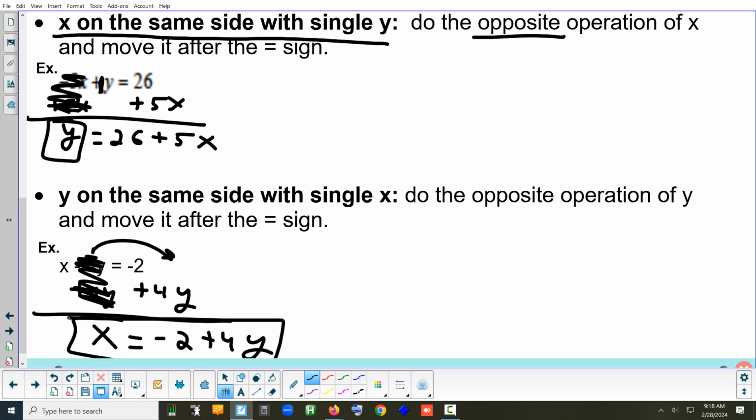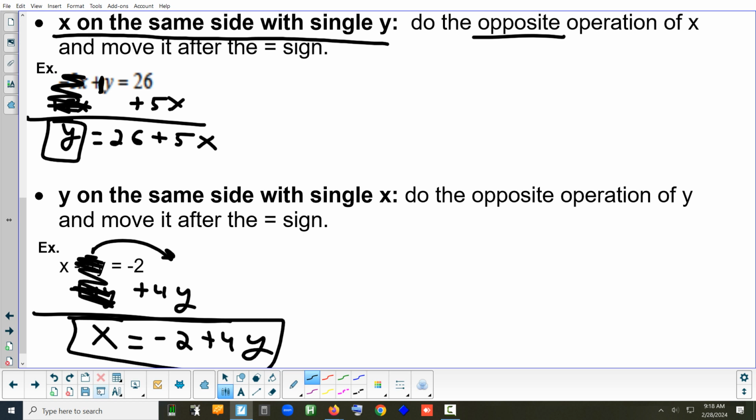And you can't combine negative 2 and 4y because one has a letter and one doesn't. And that's it. That's how you get a letter by itself. So any questions on that one?